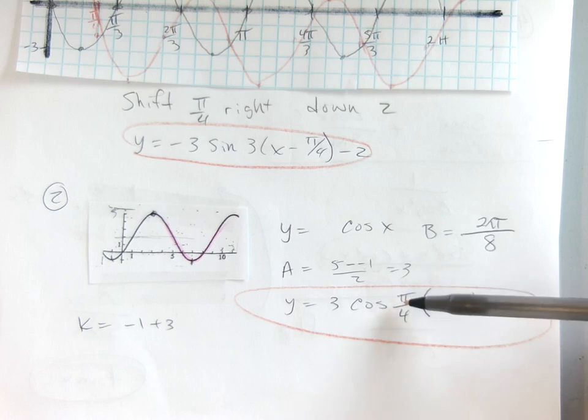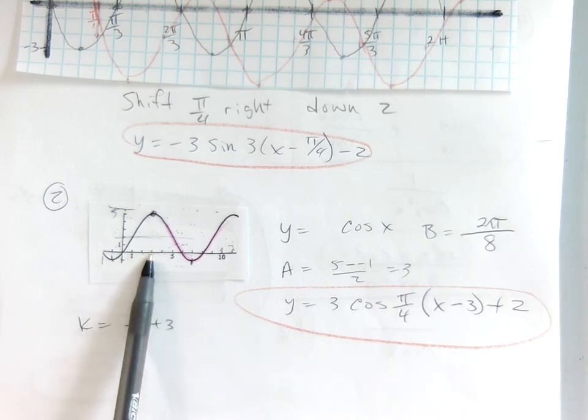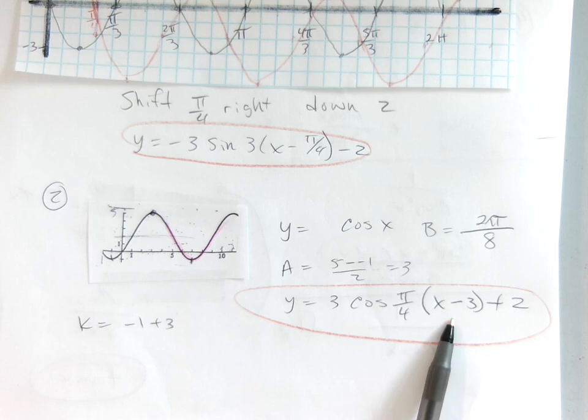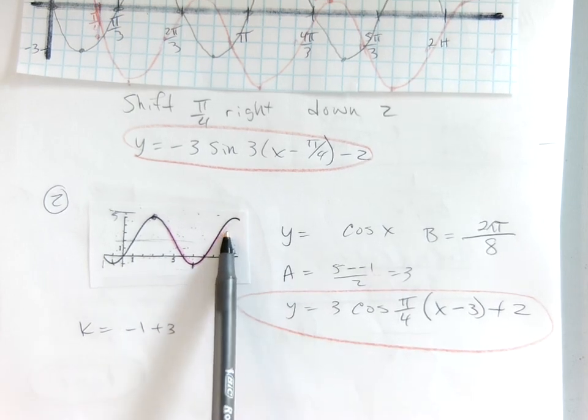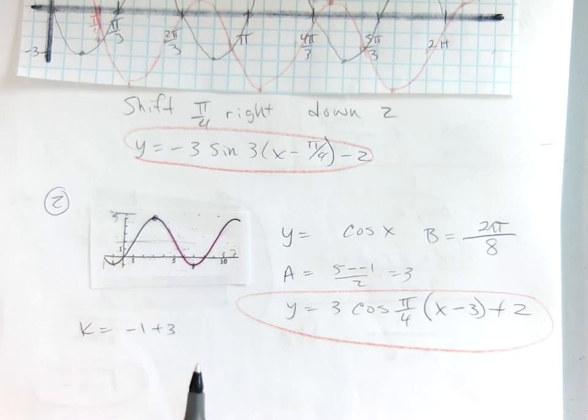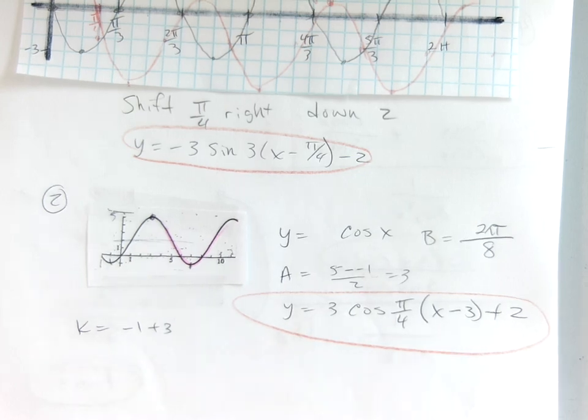That's my frequency. The graph has been shifted 3 to the right, so minus 3 on the inside, and then it's been bumped up to the middle of the curve is right here at 2. If you have a hard time coming up with that value, the k is always the minimum, which is -1, plus your amplitude, which gives you 2, okay? All right, turn the page.